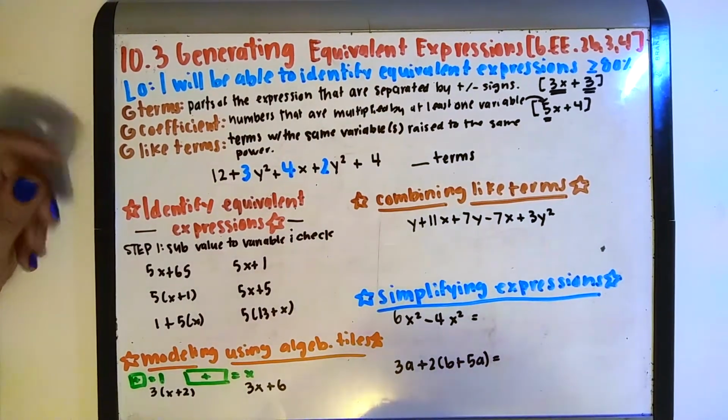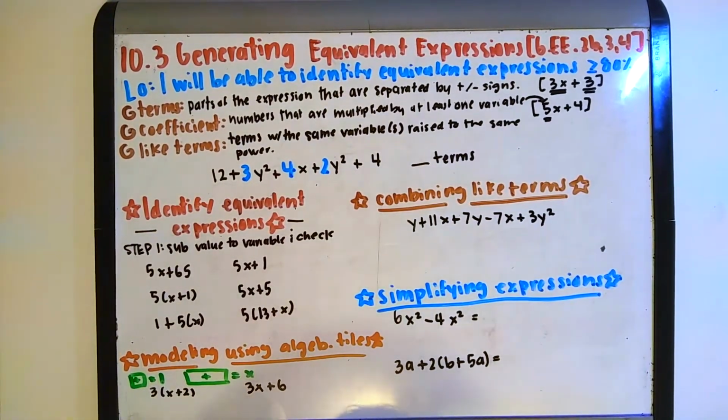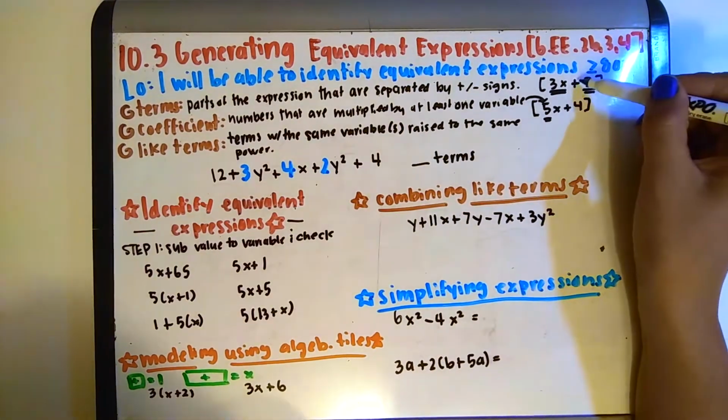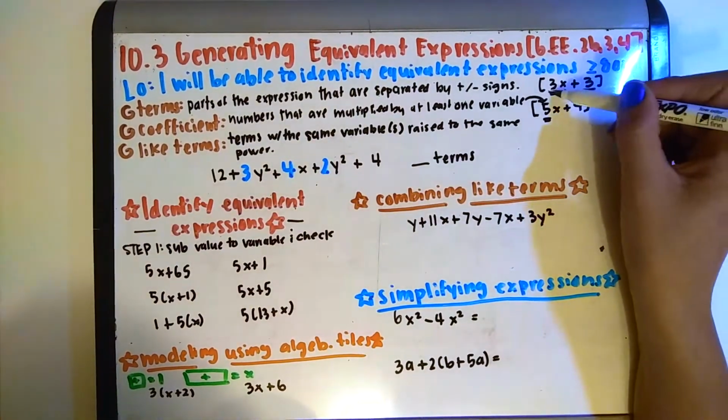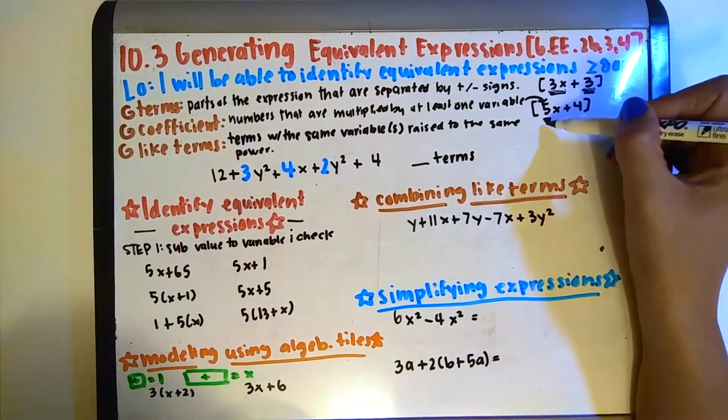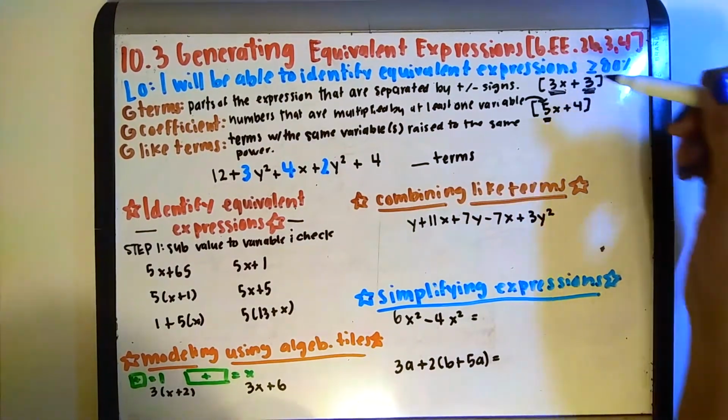Those are parts of the expression that are separated by a plus or minus sign. So in this case, I have a plus sign right there. So this is one term and this is another term. In this case, this will be one term and that's another term.